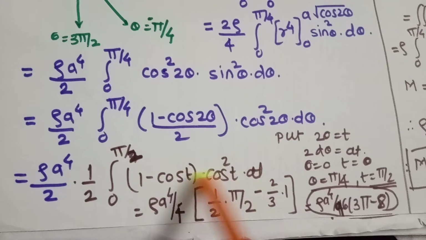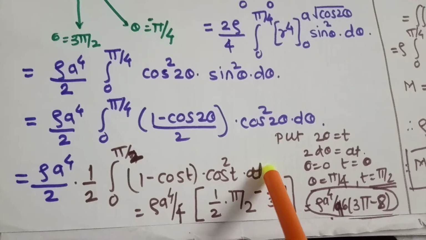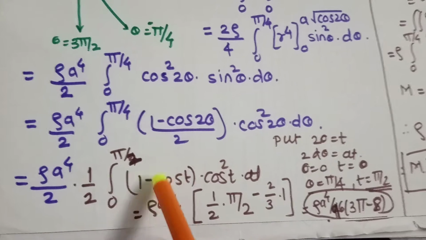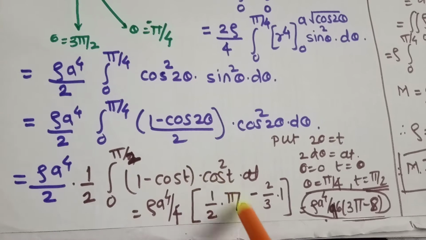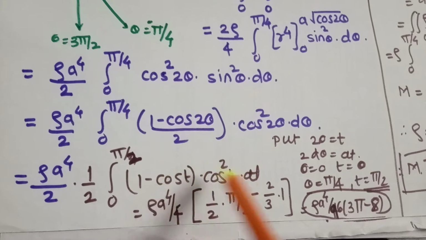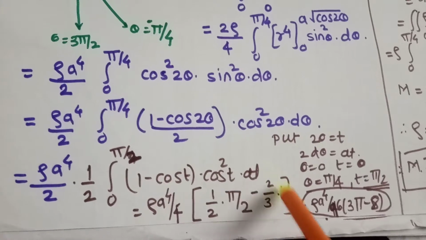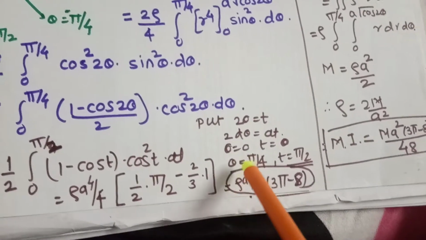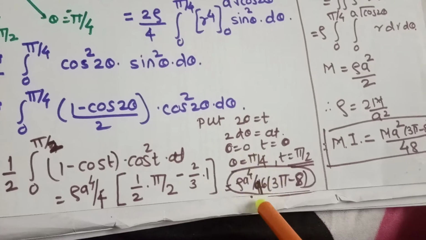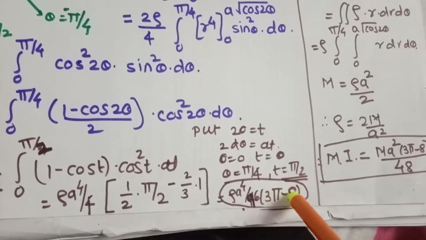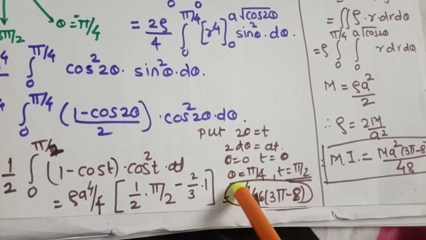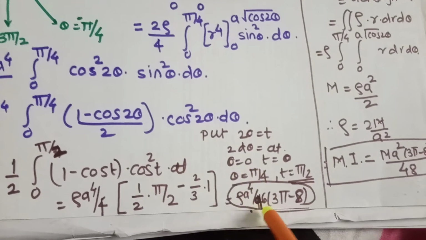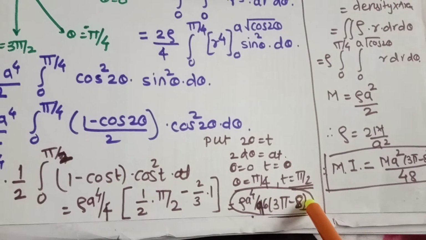Now after solving this and using the reduction formula, for cos square t between 0 to pi by 2, write 1 by 2 times pi by 2, and for cos cube t, write 3 in the denominator, 2 by 3 times 1. We have that the value is nothing but rho a raised to 4 upon 96 into 3 pi minus 8. Now if rho is constant, then there is no need to keep rho; you can write only a raised to 4 upon 96 into 3 pi minus 8.